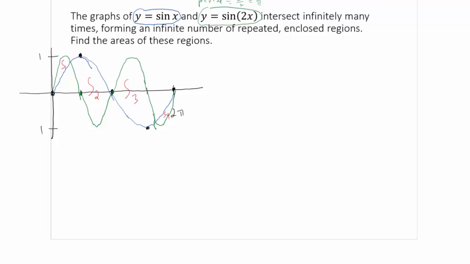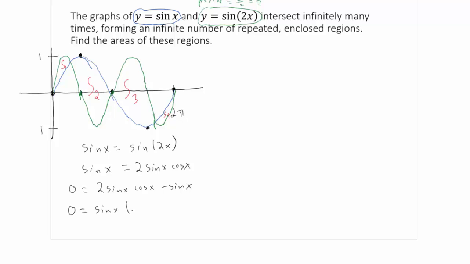Now, to calculate these areas, I've got to find the points of intersection. So I need to know where sine x is equal to sine of 2x. I recall an identity from trigonometry that says sine of 2x is the same as 2 sine x cosine x. I'm going to solve this equation like it's a polynomial equation. So 0 is equal to 2 sine x cosine x minus sine x. Factoring, 0 equals sine x times (2 cosine x minus 1).